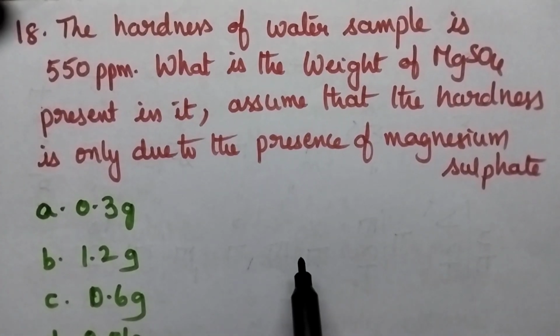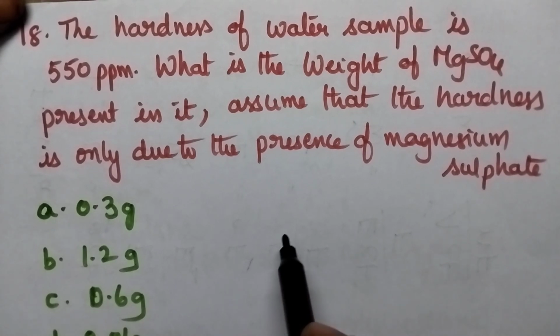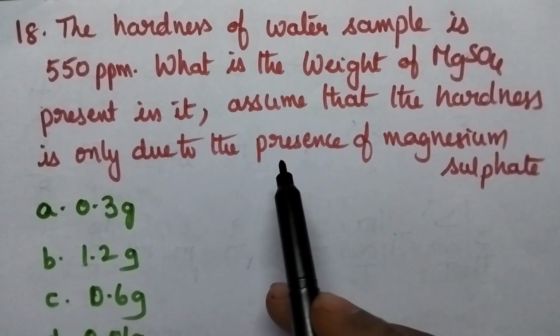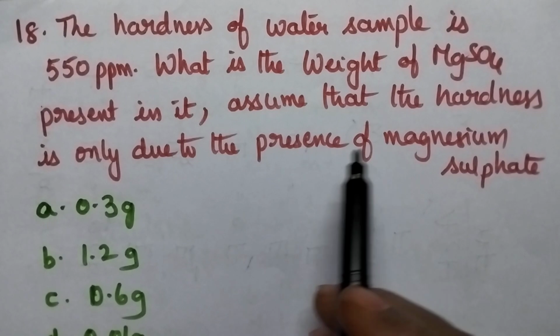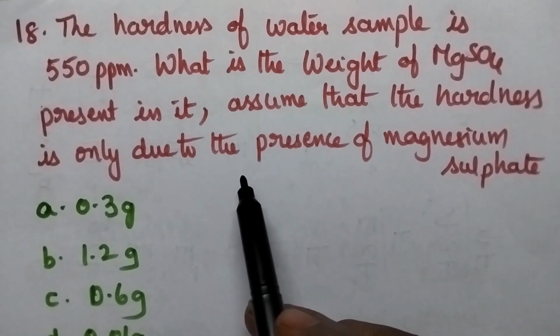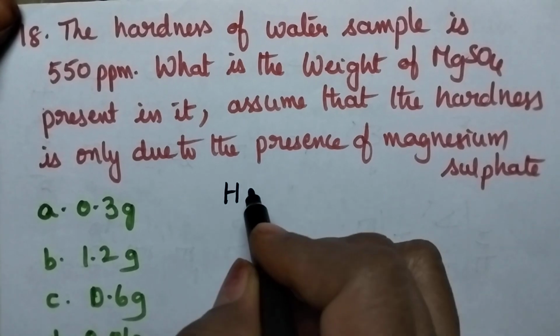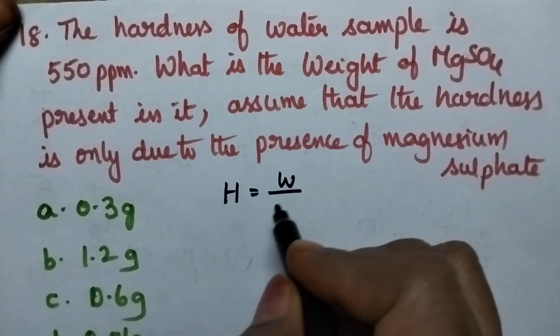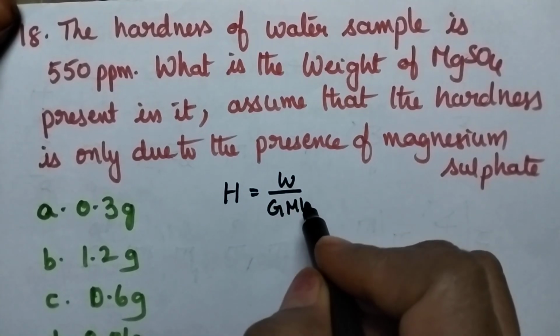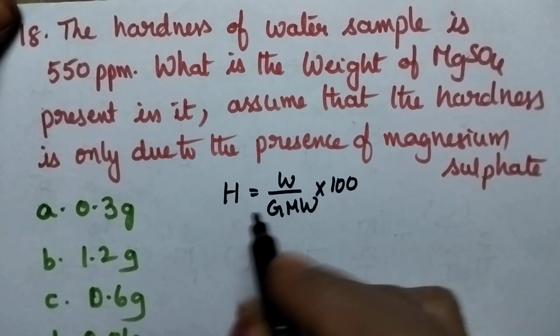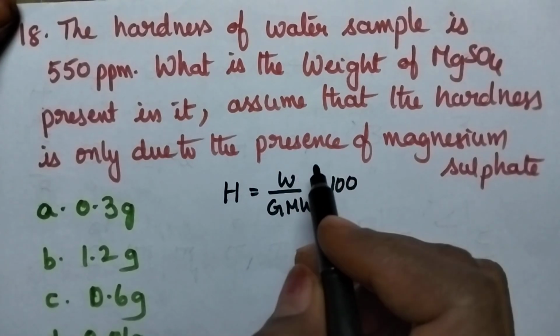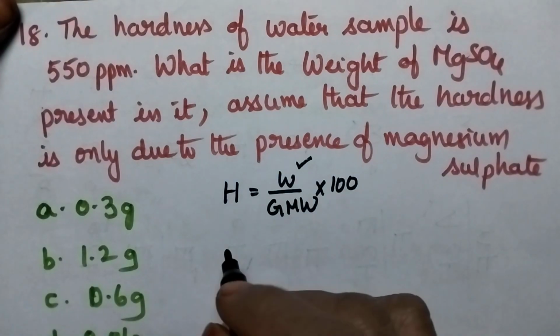The hardness of the water sample is 500 ppm. What is the weight of the magnesium sulfate present in it? Assume that hardness is only due to the presence of magnesium sulfate. So hardness can be calculated by using the formula weight of the substance by gram molecular weight into 100. So we have to calculate what is the weight of the magnesium sulfate.